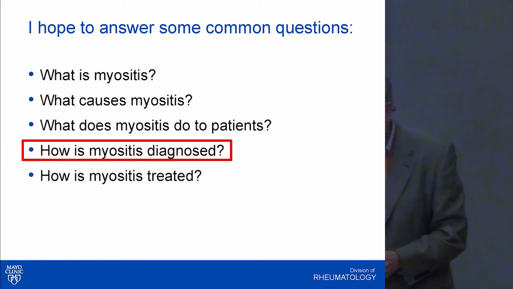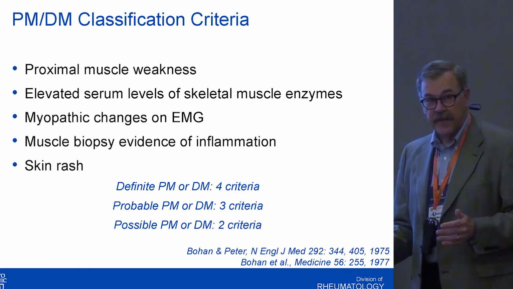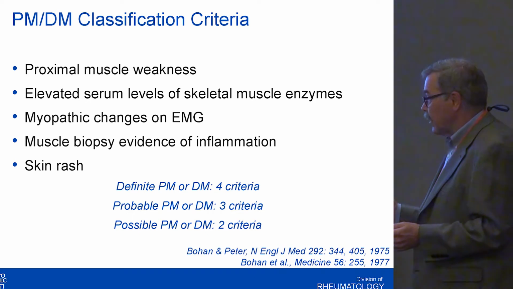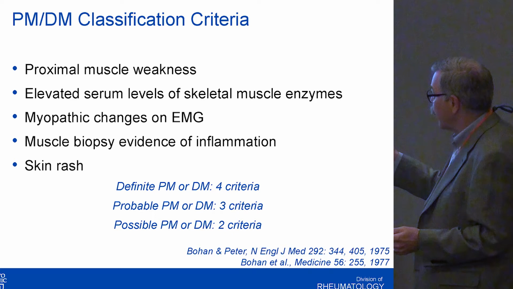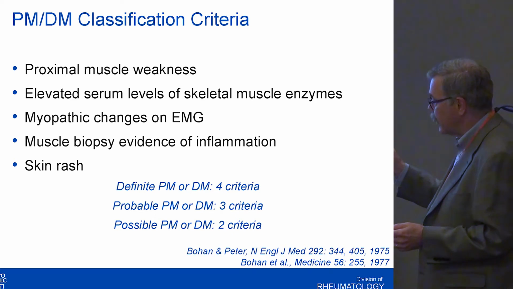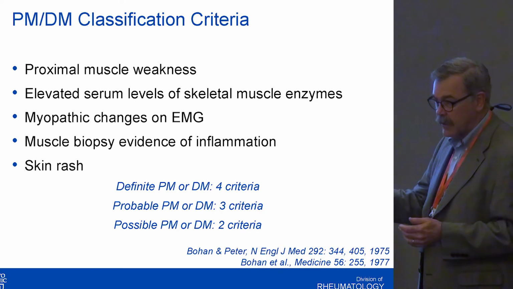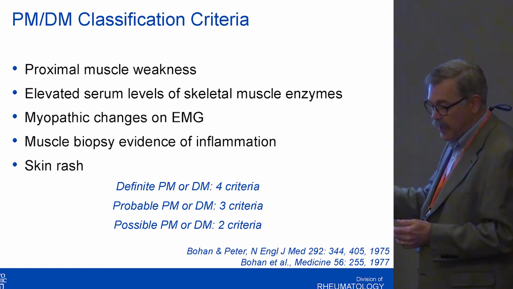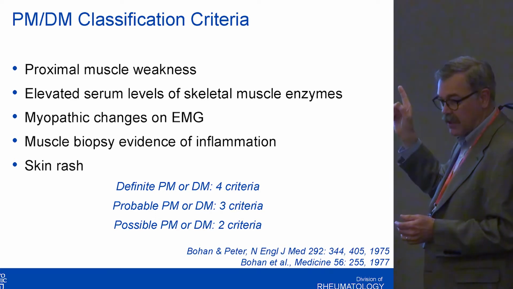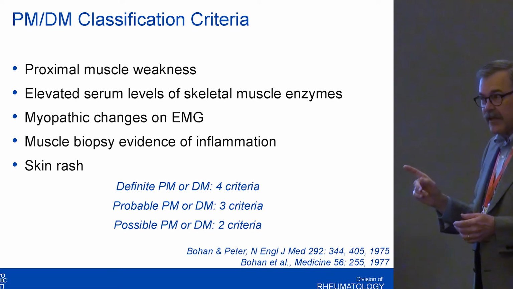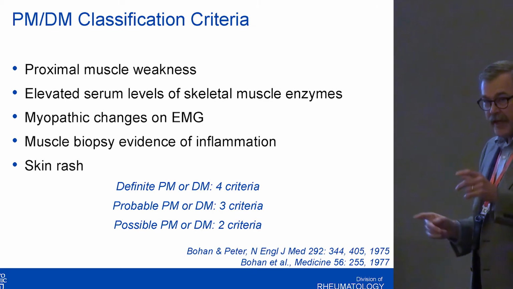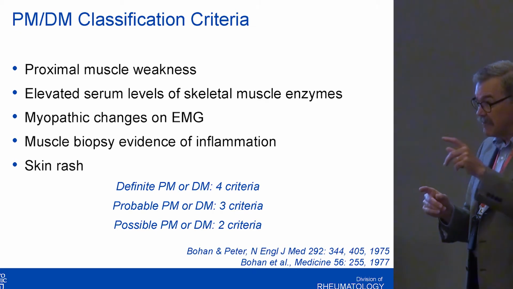Well, how is it diagnosed is that you go looking for the things that it can do to patients. Many of us still think about the criteria that were put together by Bohan and Peter. These were the criteria they used to define cases that they included in their original study. What's important is the title: these are classification criteria. These are not diagnostic criteria, meaning these were not put together to make a diagnosis in an individual patient.